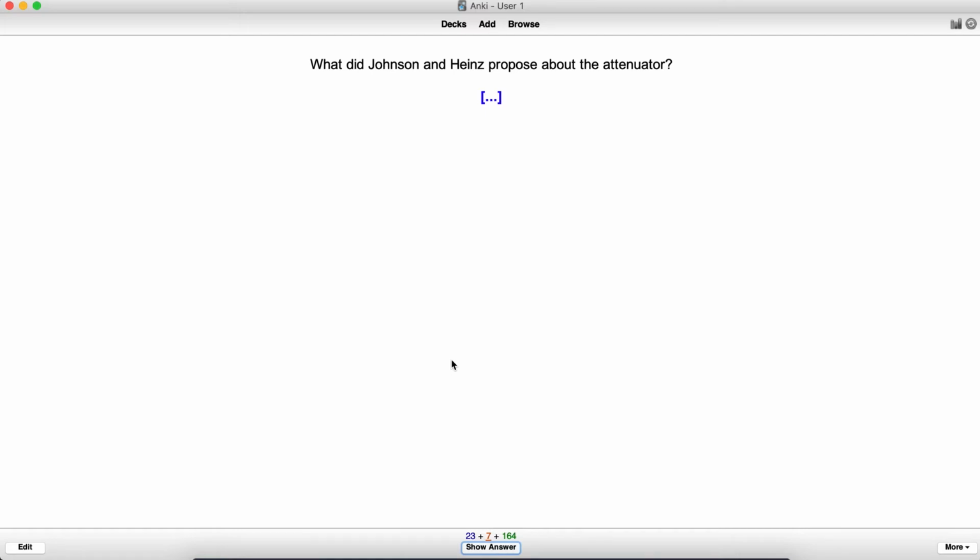Why did Johnson and Heinz...? So they argue that the attenuator can be varied, amplified or decreased, based on the intensity of the attention task.